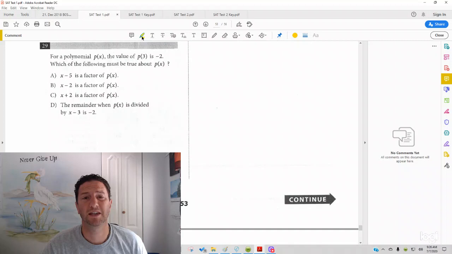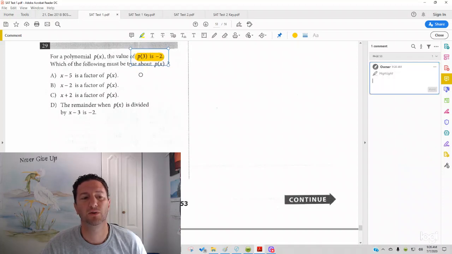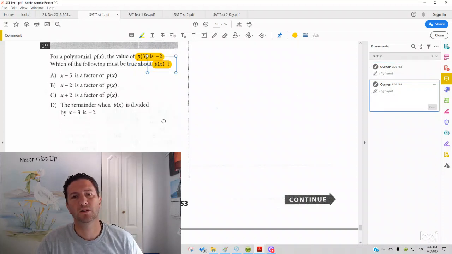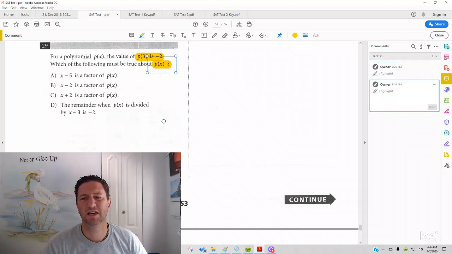Today we're going to look at Test 1, Section 4, number 29, which reads: for the polynomial p of x, the value of p of 3 is negative 2. Which of the following must be true about p of x? So what I'm going to do is illustrate something here, and then I'm going to give you a rule. And if you know this rule, then there's really no math to be done here.